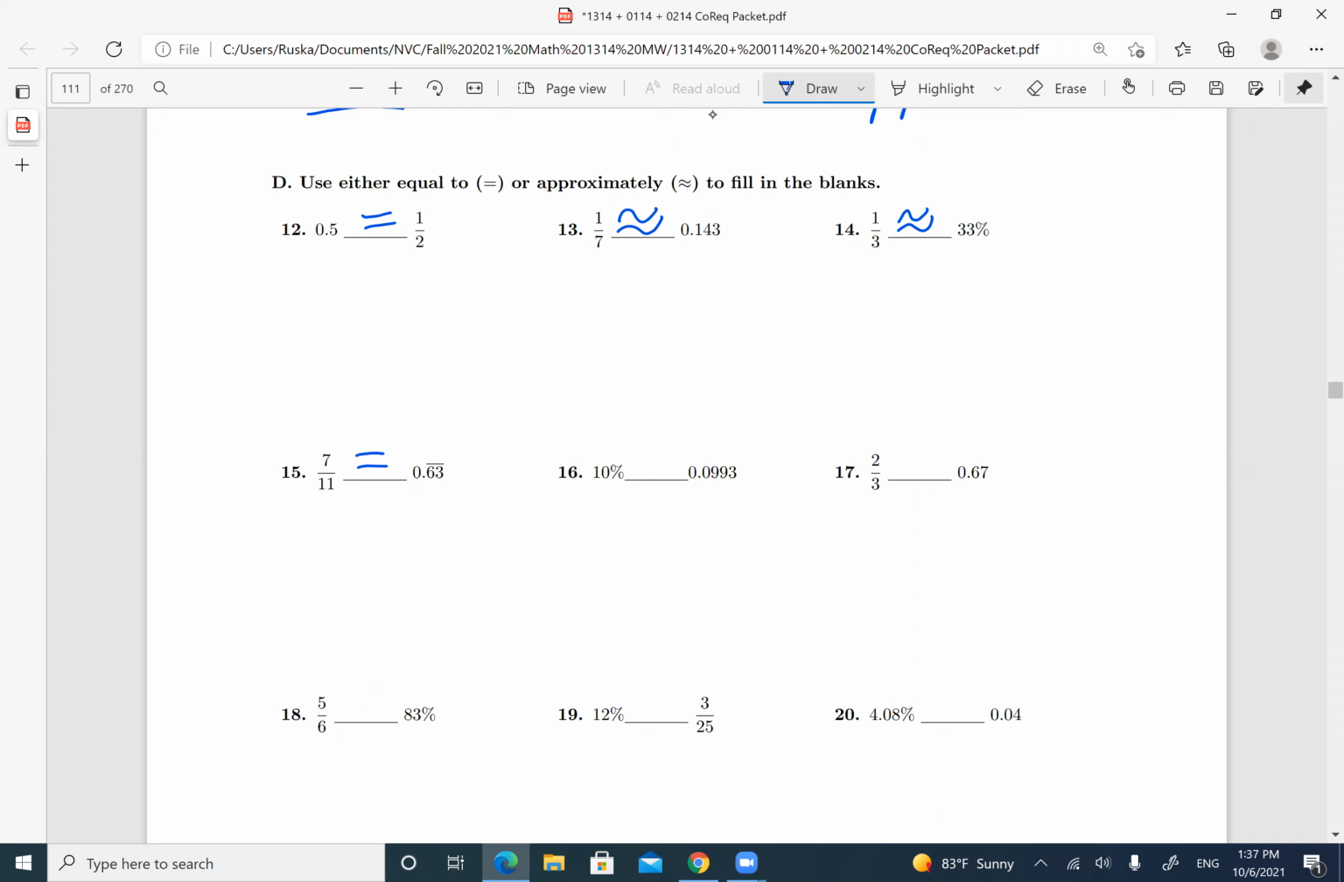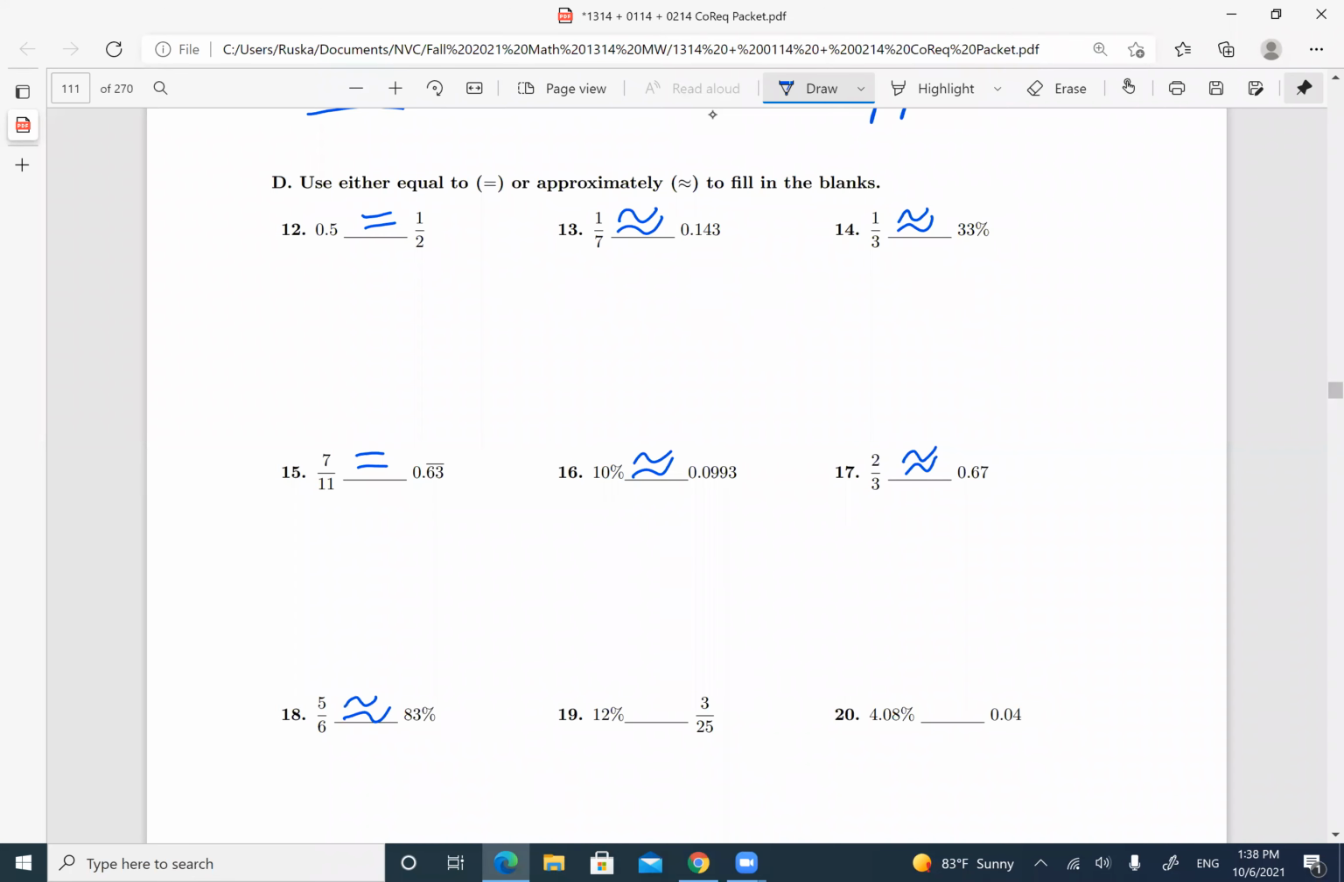Is it the same like 0.0993? Approximately. Approximate, that's right. 2/3, 2 divided by 3 is what? 0.666 repeating 6. Approximate. You actually round the number, that's right, 0.67. 5 divided by 6 is 0.83. So it's not 83%, it's also approximate here.